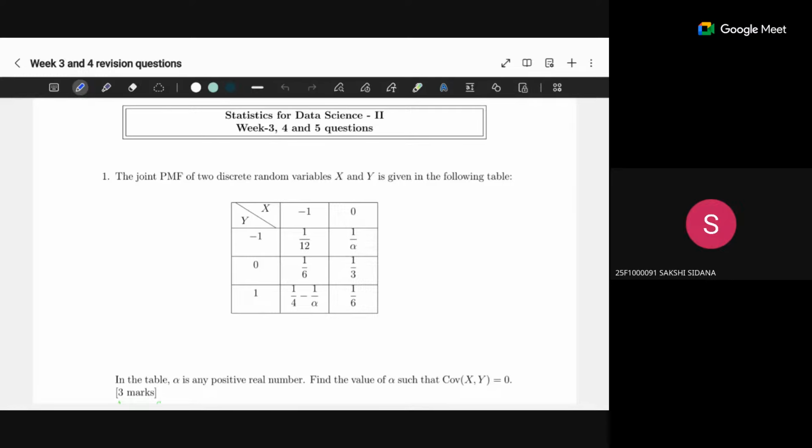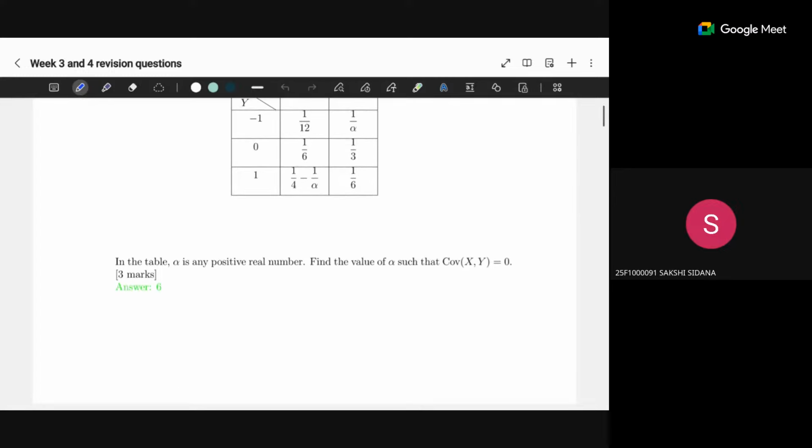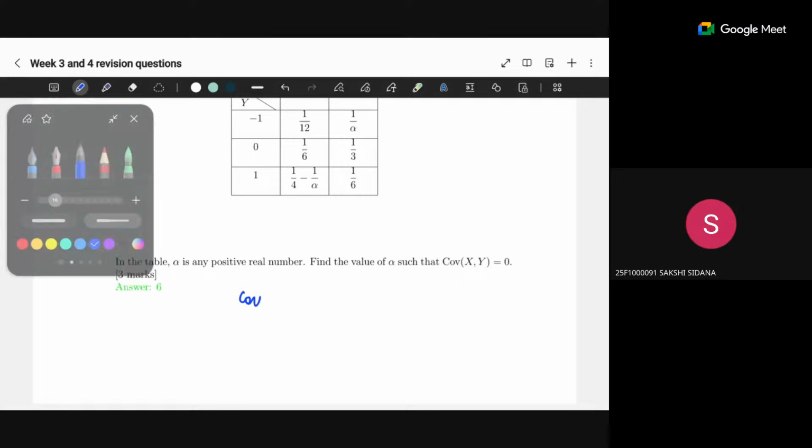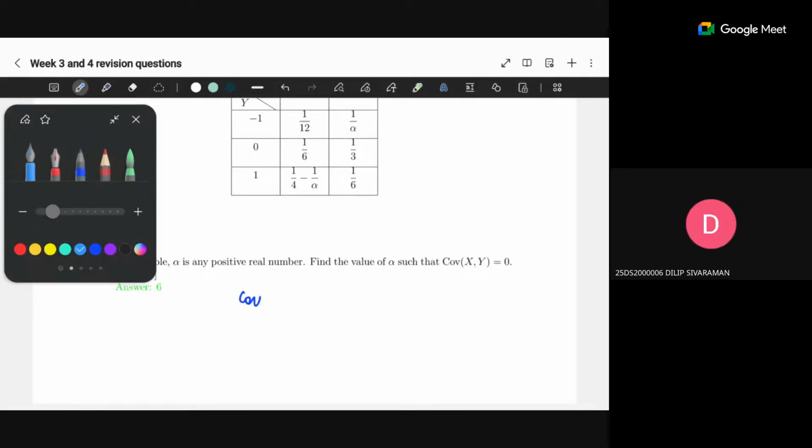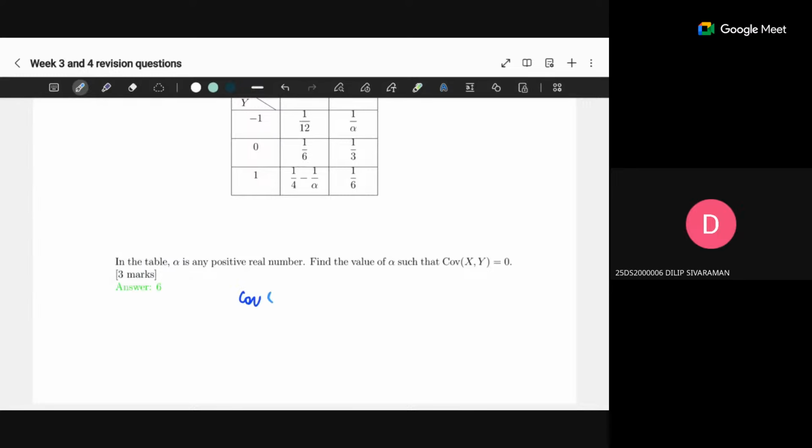Okay. So the main thing is here they are asking to find the value of alpha such that my covariance comes out to be 0. So what is the formula of covariance? Covariance of X and Y is expectation of XY minus expectation of X into expectation of Y. Correct? So they are saying the covariance is 0. That means expectation of XY is equal to expectation of X into expectation of Y. Correct?